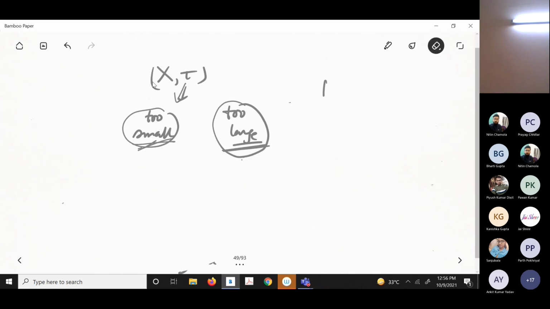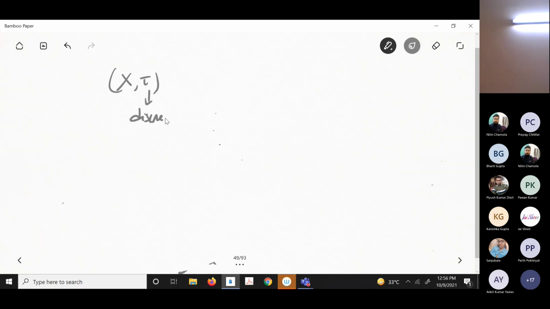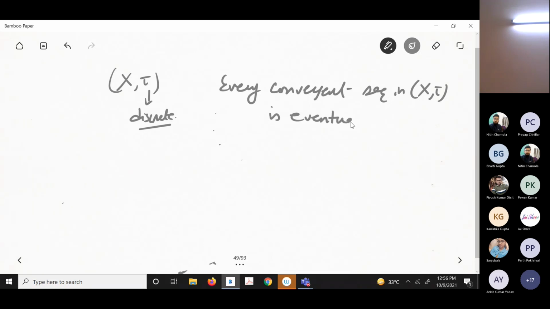Now, I am asking this question, and I'm leaving it to you. Look, I have (X, tau), tau discrete, and I have that every convergent sequence in (X, tau) is eventually constant.